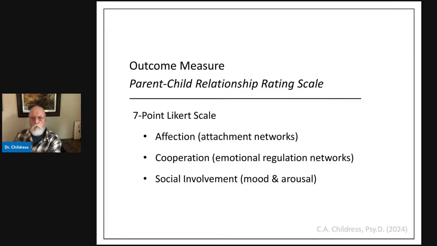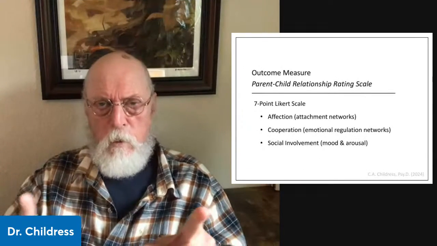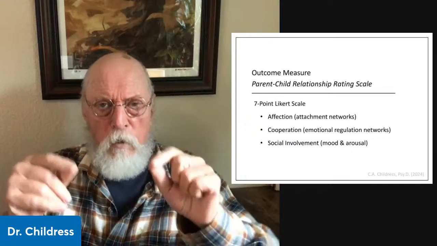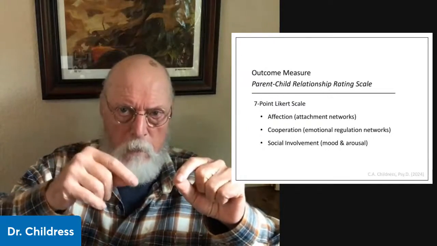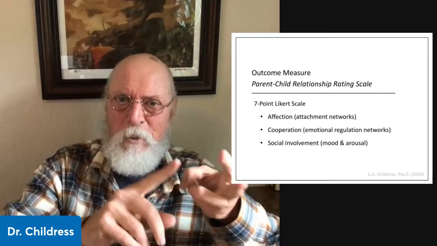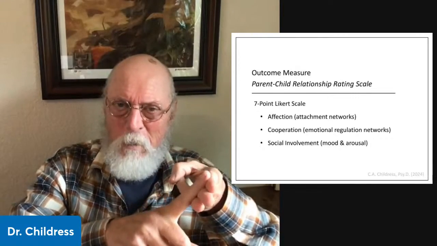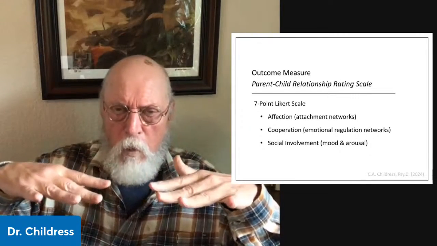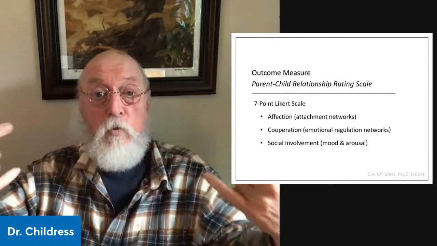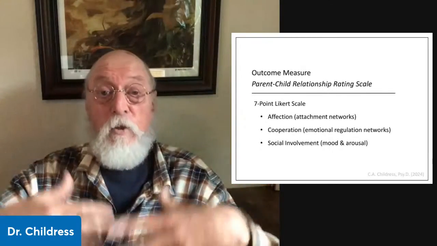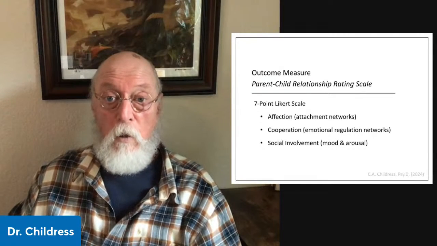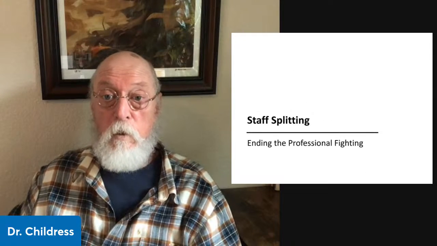Those are also the three symptoms that will be impacted by child psychological abuse. So if there's child psychological abuse by the allied parent, you're going to see damaged affection, damaged cooperation, and damaged social involvement with the targeted parent. So those are the symptoms we want to monitor, and those are the symptoms we want to get improved into normal range. We want normal range affection, normal range cooperation, normal range social involvement. So that's our outcome measure for this.